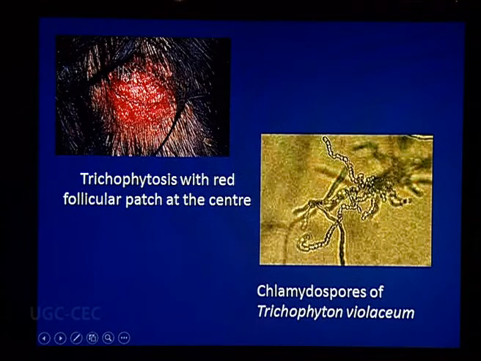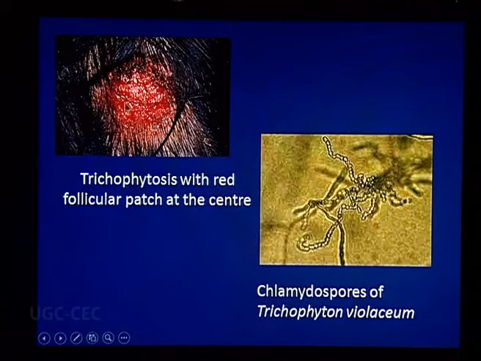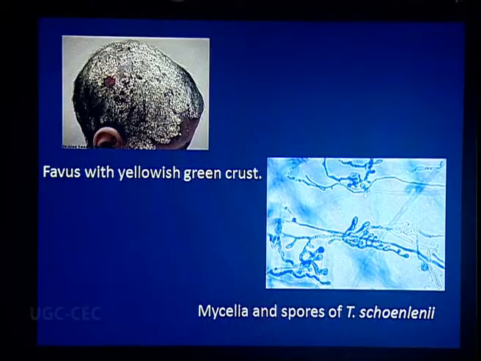It can be another type called trichophytosis, because it is invaded by Trichophyton violaceum. What happens is, these chlamydospores of violaceum will grow in the scalp, and there will be lesions, because there will be itching, and if there is itching, there will be blood coming out. So a typical wound or lesion may develop with follicles. It's a very bad sight to look at. And the third type is the typical favus. Favus actually is a crust on the head. The yellowish green crust is formed by the mycelia and spores of Trichophyton schoenleinii. So these three types of infection may be there in the scalp.